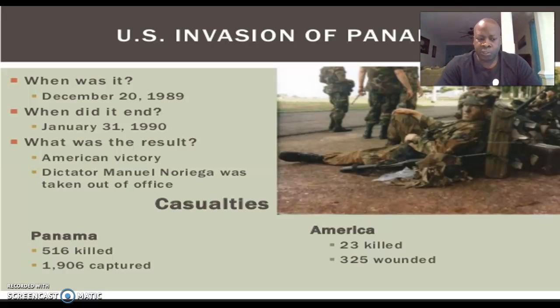But the numbers on the Panamanian side also included civilians. That number was a big conflict with some of the other sources that I found, compared to what was reported by General Clark, who was in charge of the invasion into Panama.